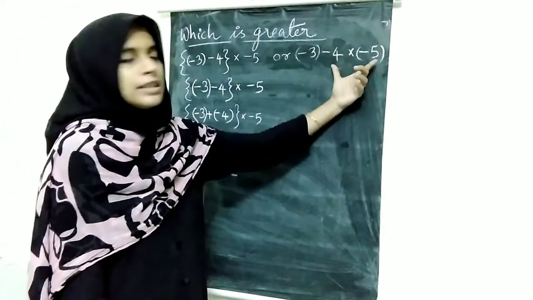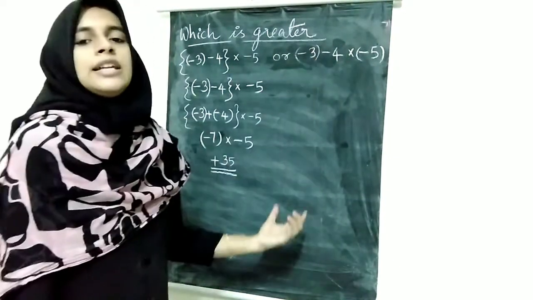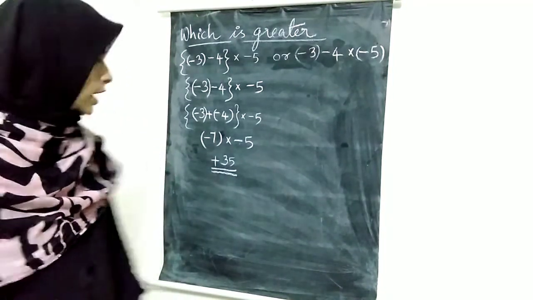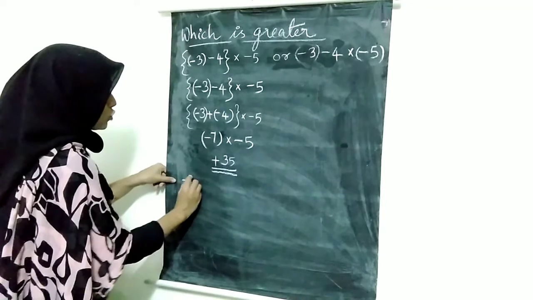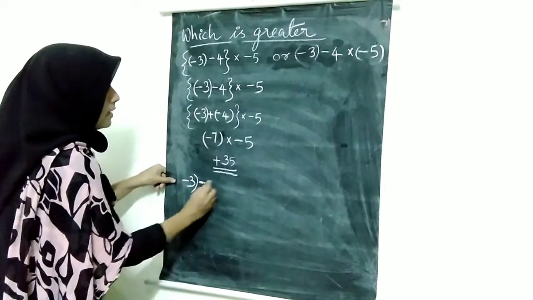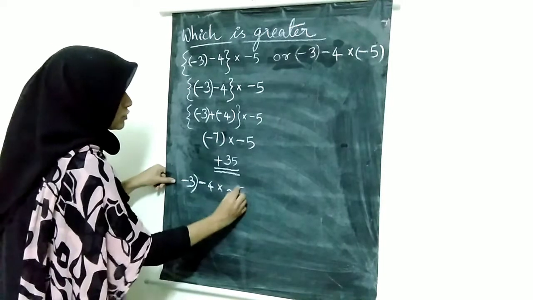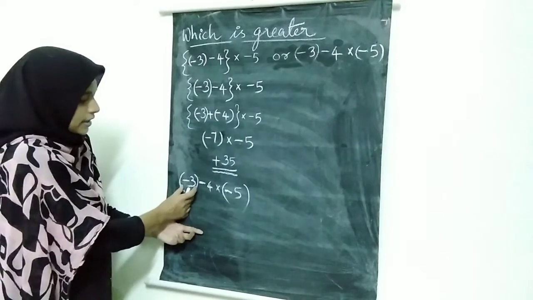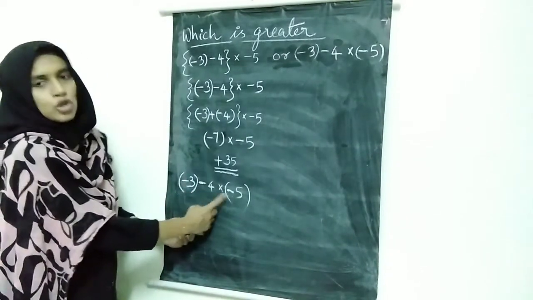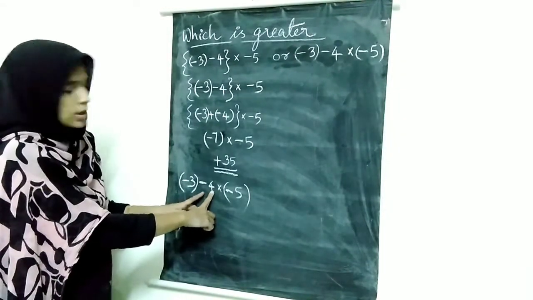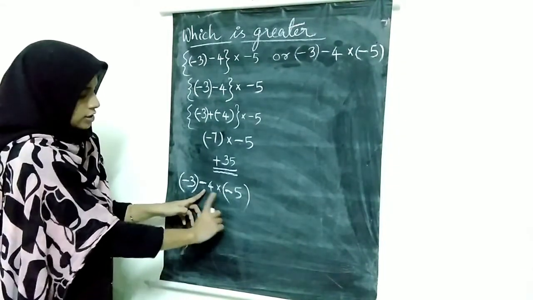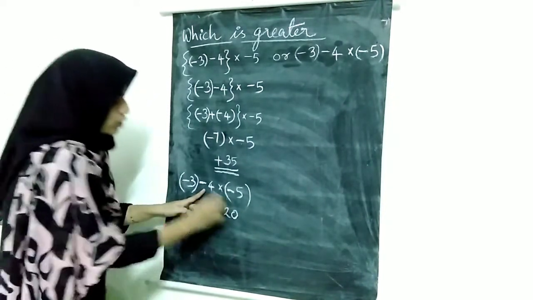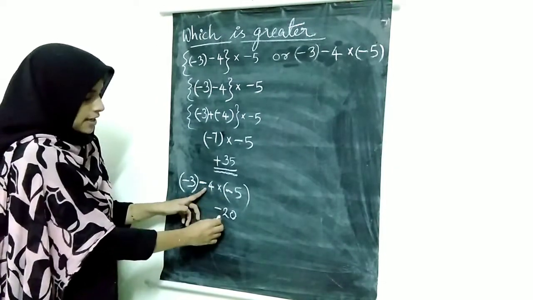Now we will solve this part of the question and find out the answer. Then we will check which is greater. Then we can conclude it. Okay. So I am going to write the next part of the question. -3 -4 into -5. Using the BODMAS rule, we can solve multiplication first. So 4 into -5, -20.